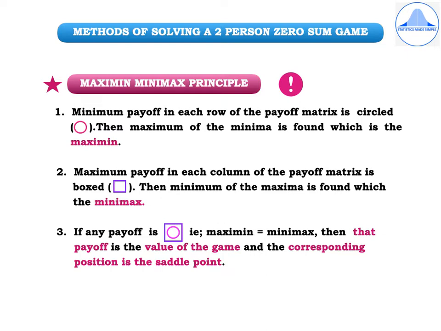The third step is, if any payoff has both the circle and the box, that is, maximin is equal to minimax, then that payoff is the value of the game and the corresponding position is the saddle point. These are very important steps and the method is extremely simple to understand and solve.